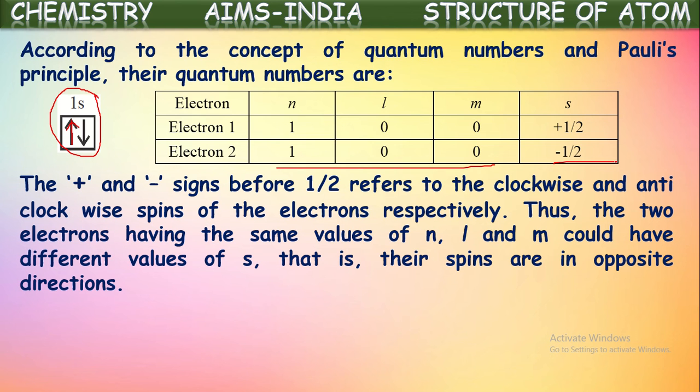So in this, the plus and minus before the half refer to the clockwise and anti-clockwise spins of the electrons respectively. Yes, this plus and minus represent clockwise and anti-clockwise spins of electrons. Thus, the two electrons having the same values of n, L and m could have different values of s. That means their spins are in opposite directions, one with the clockwise spin, the other with the anti-clockwise spin.